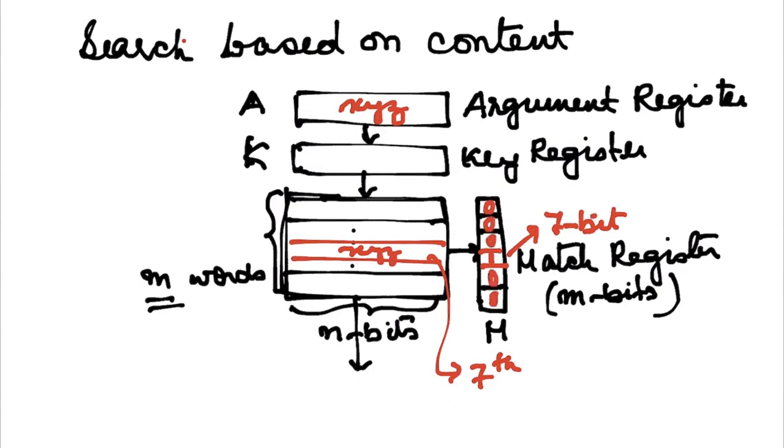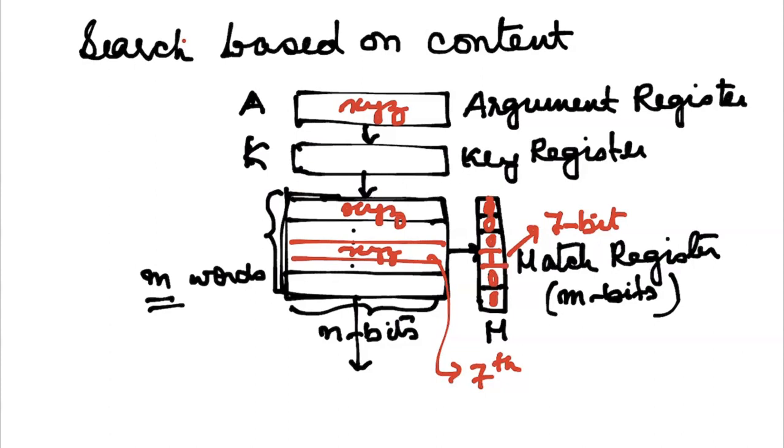So if we want to find out in which word we have found a match, all we have to do is pass through the match register, and the points or bits where we get a 1, the corresponding word in the associative memory will be your match. And if none of the bits of the match register has a 1, it means the word is not there in memory. And again, if I have multiple matches, then I will have multiple ones in my match register.